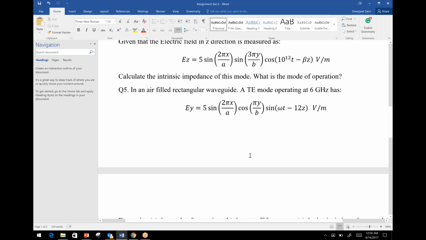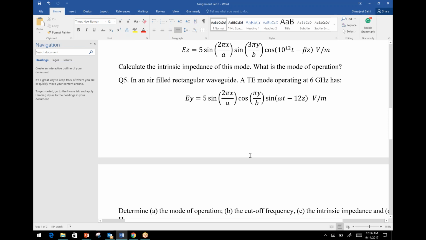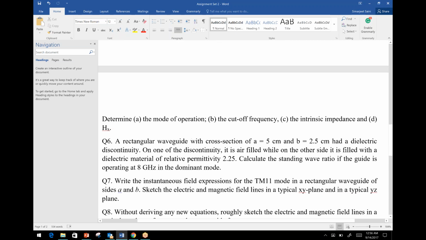I won't give you hints for question 5. It's a similar problem to the previous one. So just start looking at various terms in there.